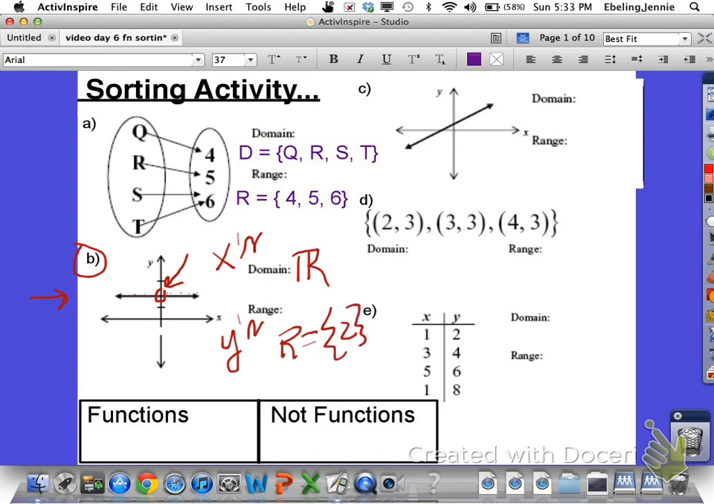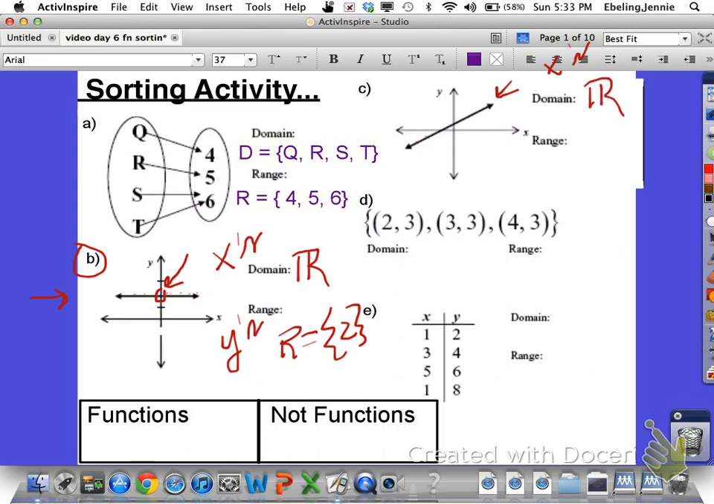If I take a look at C, I have a graphed line right here. This graphed line has a bunch of points on it. All those points are made up of different x values. When I do my domain, I'm asking myself for my x's. What can x be on this line? X can be any number, so we say it's all real numbers.